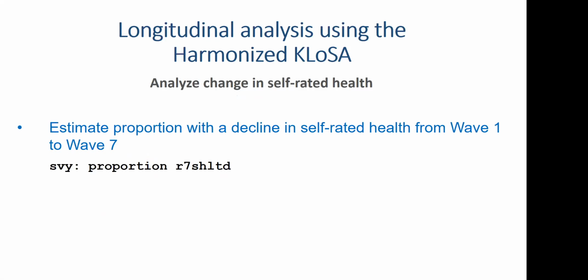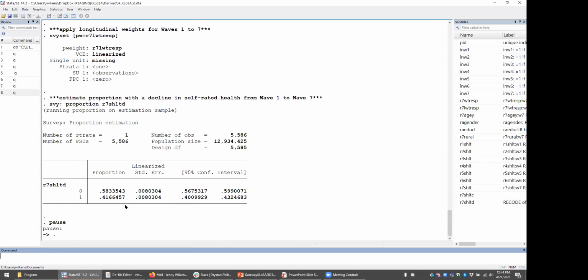Since we're analyzing a decline in self-rated health, which is a categorical variable, we can use the proportion command. We're going to still say svy to recall the weighting information we provided to Stata, and then say proportion R7SHLTD. So let's take a look. As we continue our program, we can see that approximately 42% of South Koreans who were age 45 and older in wave 1 will have experienced a decline in self-rated health from 2006 to 2018.